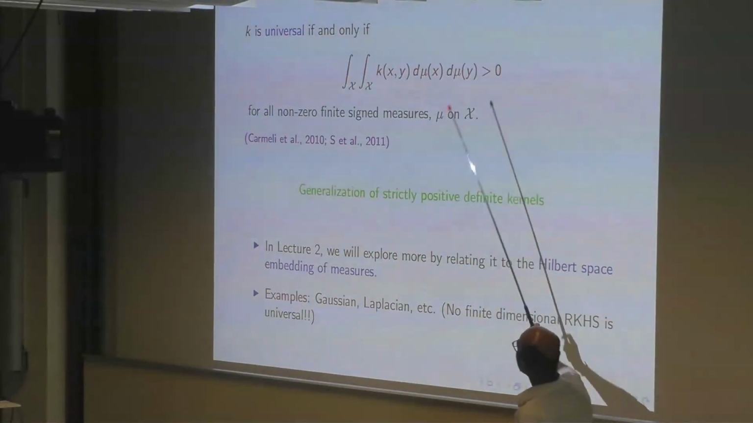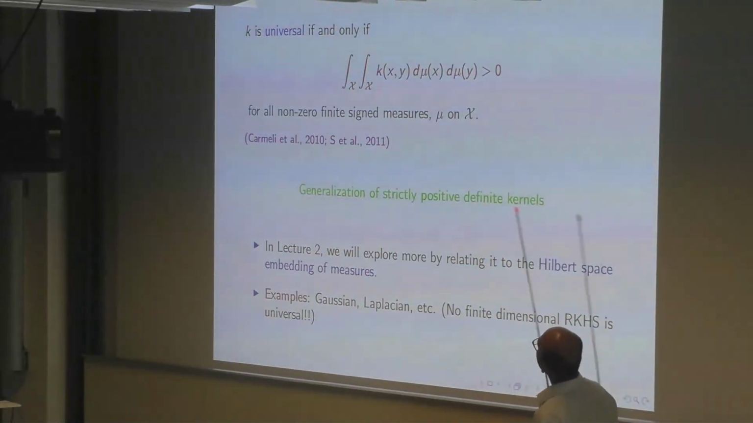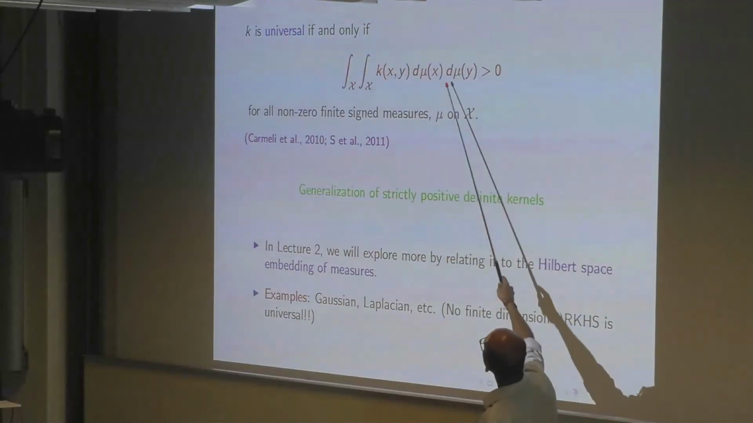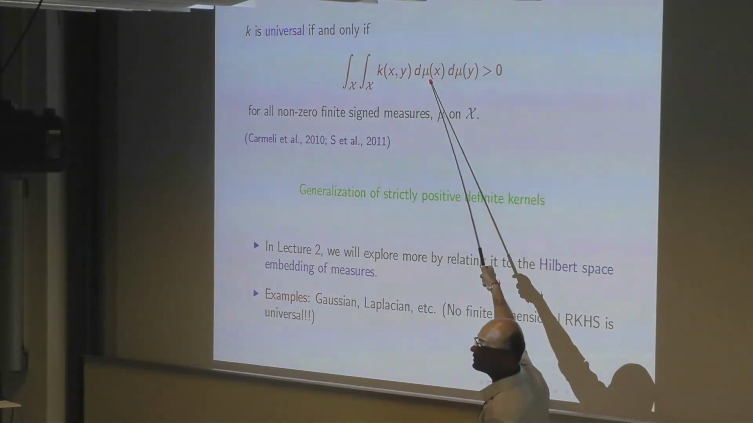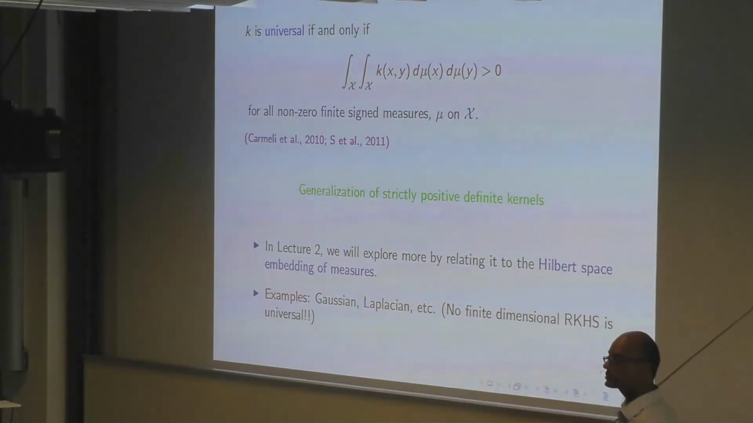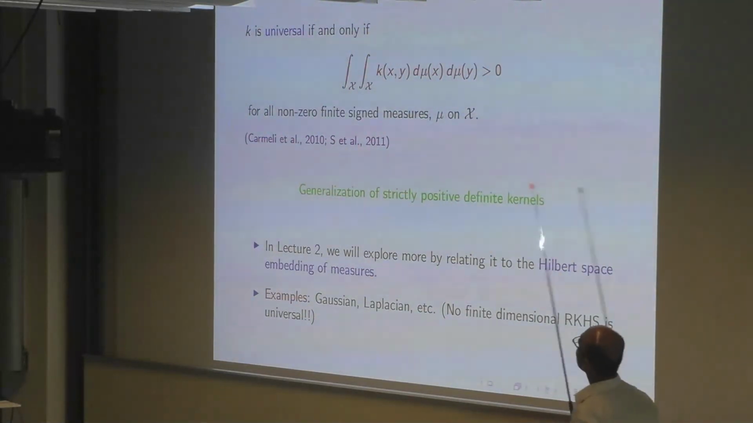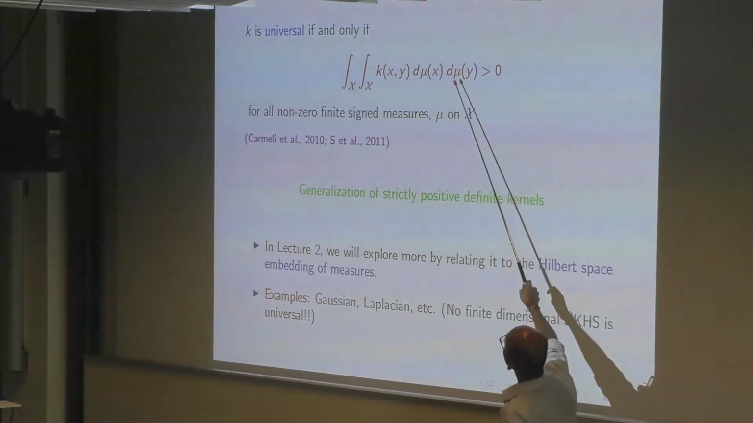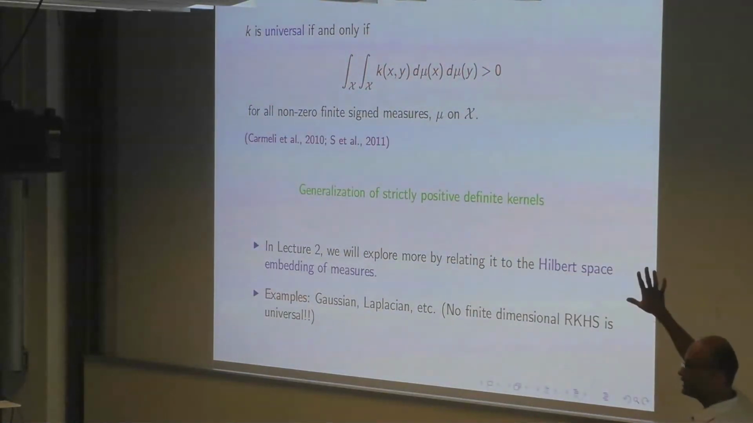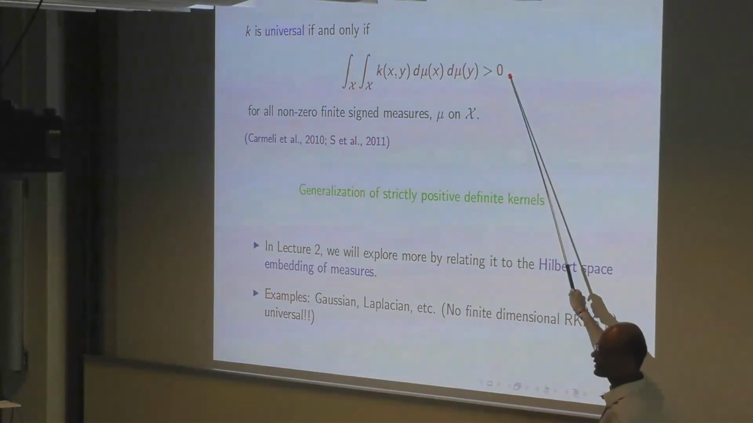Now to verify that something is universal, you can show that a kernel is universal if and only if this is strictly greater than 0 for any finite signed measure mu. Okay, so this is a much stronger notion than strictly positive definite. We saw positive definite, we saw strictly positive definite, but you want something stronger than strictly positive definite, and that is universality. This is a nice point to stop, because this is pretty much where we'll pick up in lecture 2, and we are going to see objects of this kind.